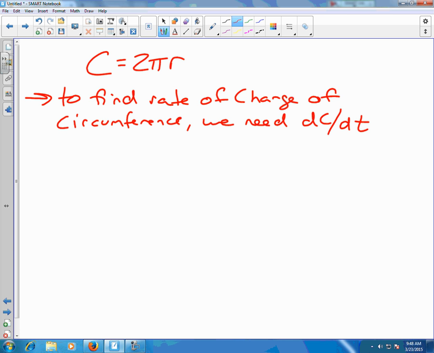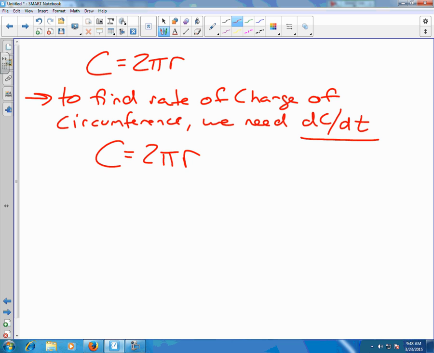of the circumference over time, then we need to determine dc over dt, right? The change in the circumference over the change in time. That's just what this implies here. And so to do that, we're going to take our formula and use the ideas that we used when we did implicit differentiation. Now, instead of x and y, our variables are just c and r, but we're still going to treat them just like we did when we took the implicit derivatives.